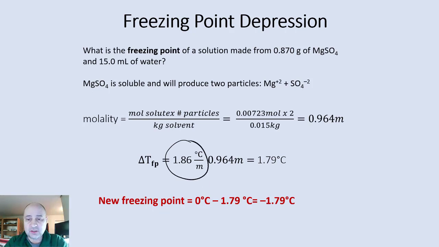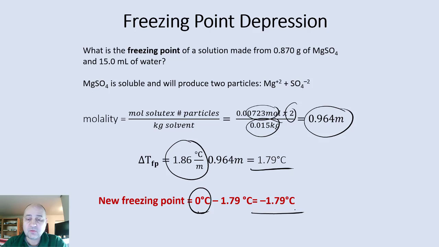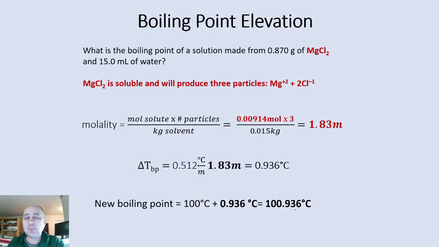So all you have to do is everything stays the same, the number of moles, the Van Hoff factor, the solvent, and the molality, of course. So the only thing that changes is 1.86, and so we end up with a change in freezing point of 1.79 degrees. We subtract that from the normal freezing point and end up with a freezing point that's negative 1.79 degrees Celsius. Okay, so let's move on to a different solution.